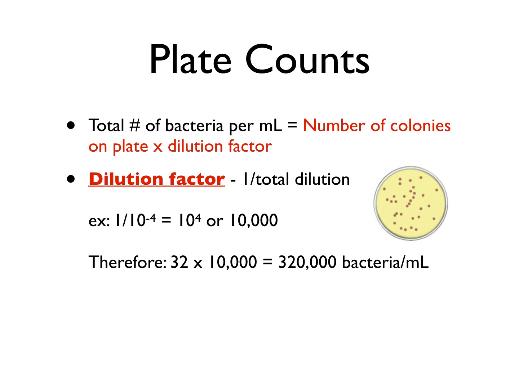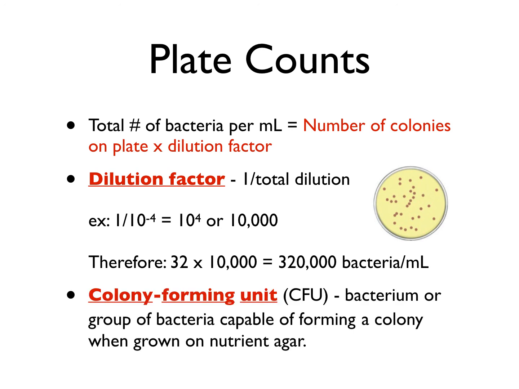It's important to keep in mind that this number is only an estimate. When counting colonies, we assume that each one is produced by the replication of a single bacterial cell. In reality, bacterial cells often clump together, forming small chains or clusters that replicate to form a single colony. Therefore, plate counts are more accurately reported as the number of colony-forming units.